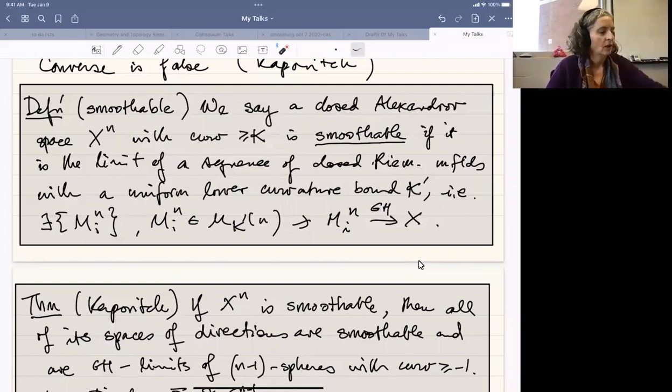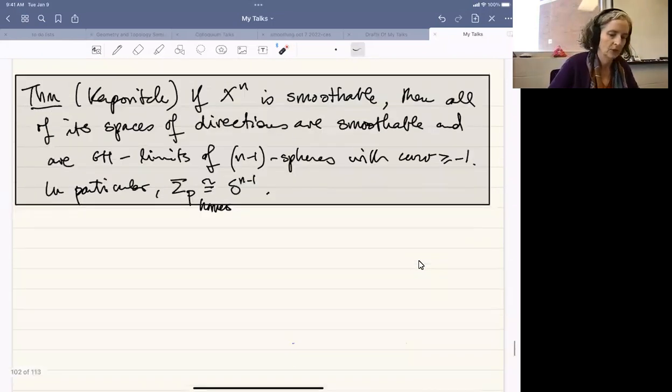So then, an interesting result from this theorem of Kapovitch is the following example.